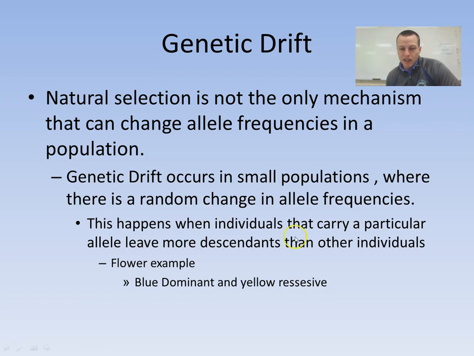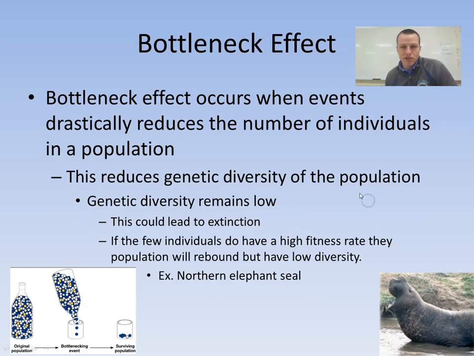There's not many yellow survivors, so therefore the blue will thrive, and just because of random chance, this small population then grows and becomes more blue over time. We don't see this really yellow flower anymore, and that's how this characteristic, this trait, could die off over time due to genetic drift. Okay, so some examples of genetic drift here.